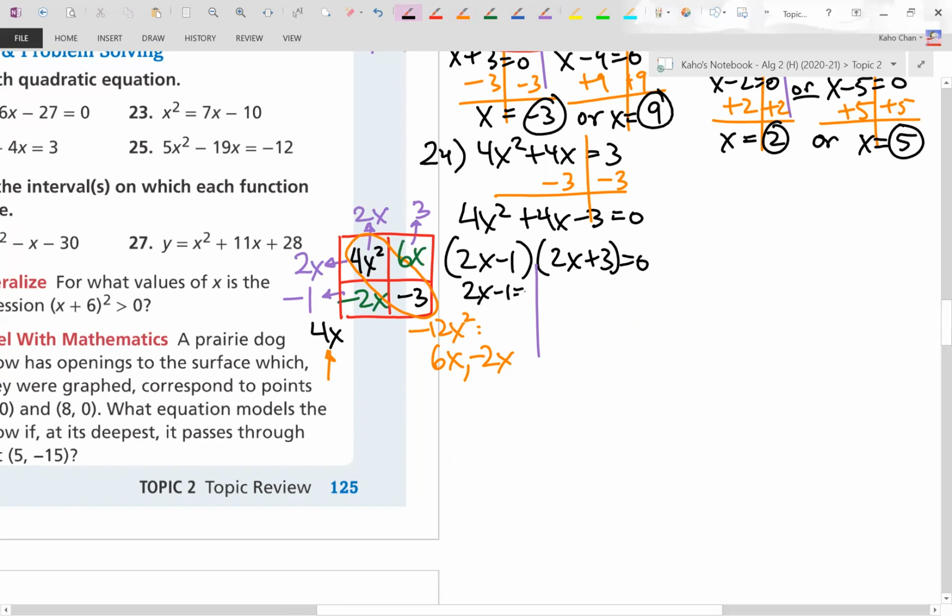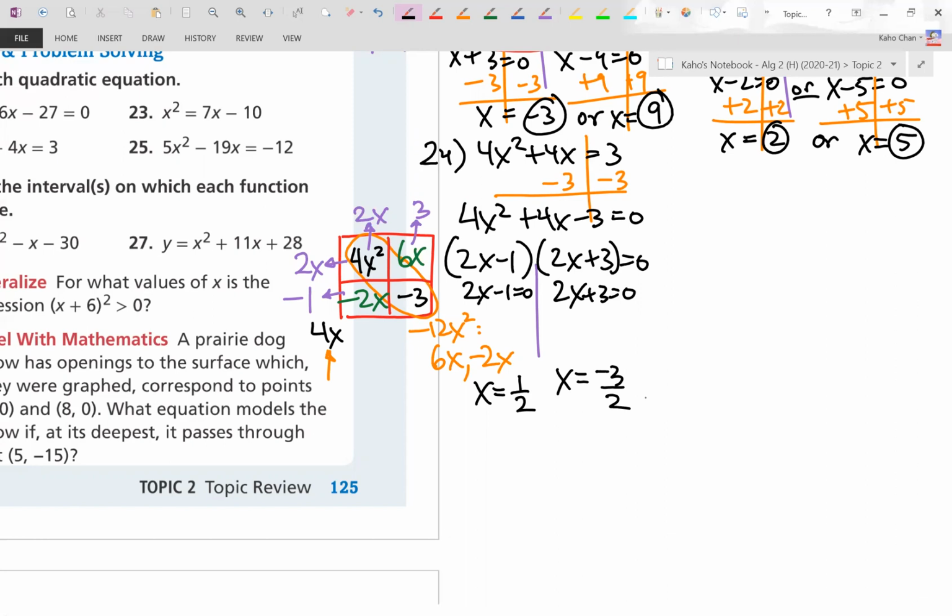2x minus 1 equals 0. Add 1, divide by 2 to both sides. Sorry about the crampness there, everybody. X equals 1/2. You all see that? Over here, 2x plus 3 equals 0. X equals, subtract 3, and divide by 2. There they are. 1/2 and -3/2 are your two answers for number 24. Nice.